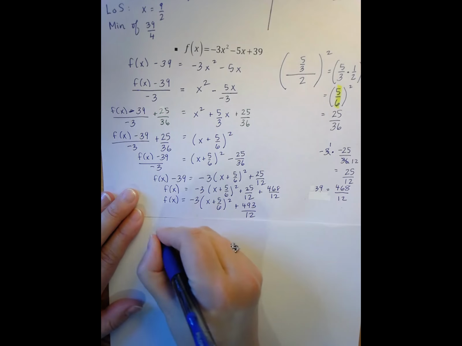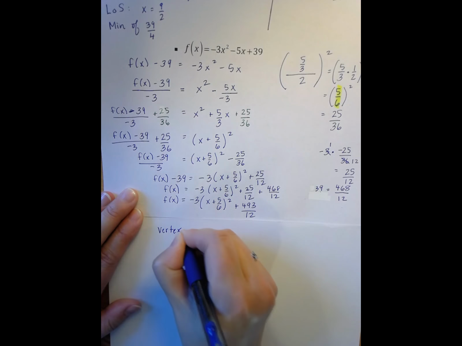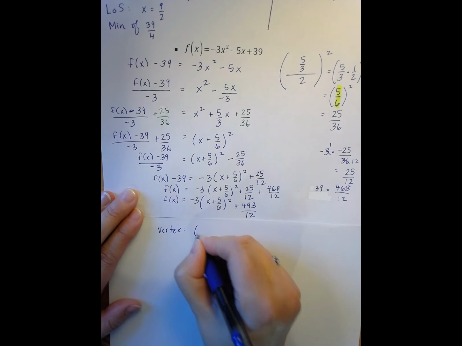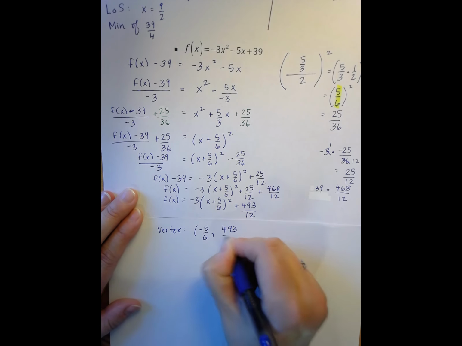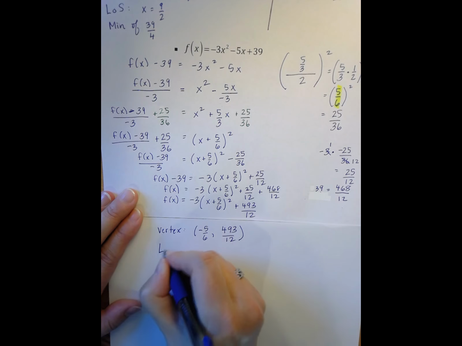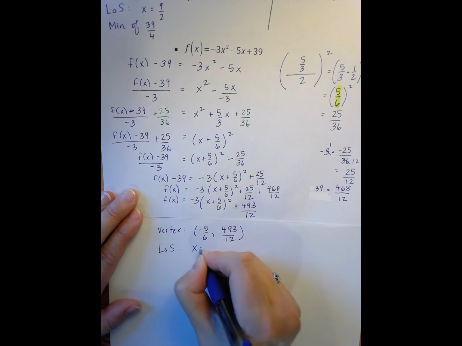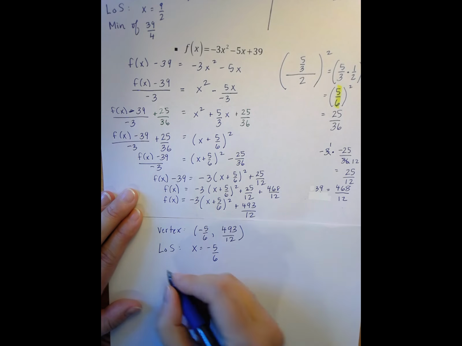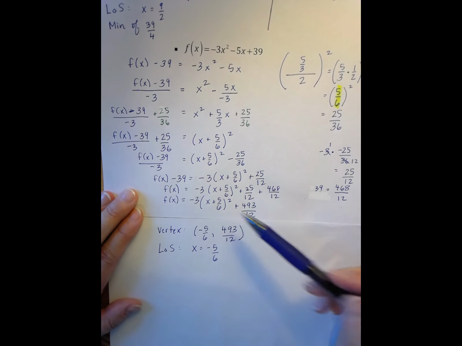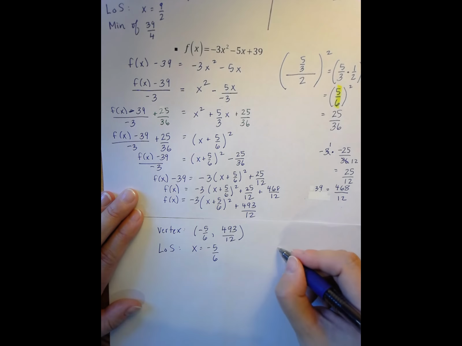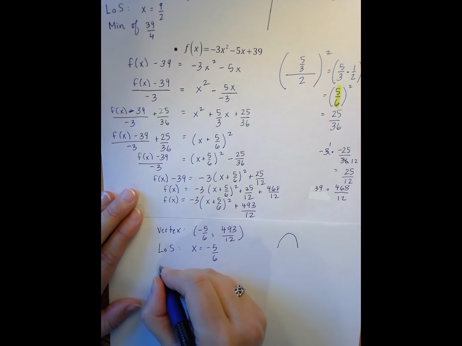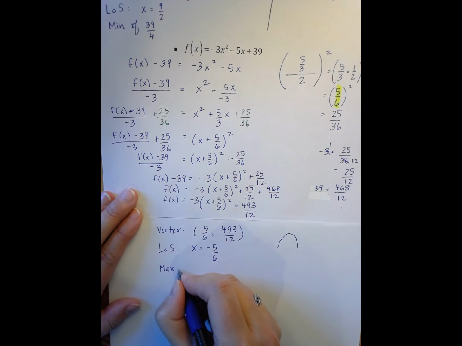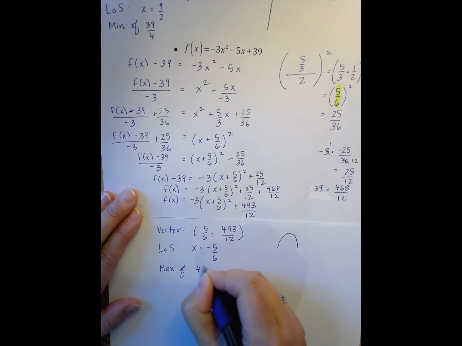So let's see, my vertex is negative 5 over 6, comma 493 over 12. My line of symmetry is x equals negative 5 over 6. And in this case, I have an a that's negative, which means for the first time out of all these problems, I finally have a parabola that's facing upside down, which means I don't have a minimum, I have a maximum of 493 over 12.